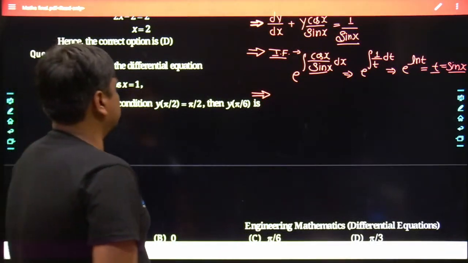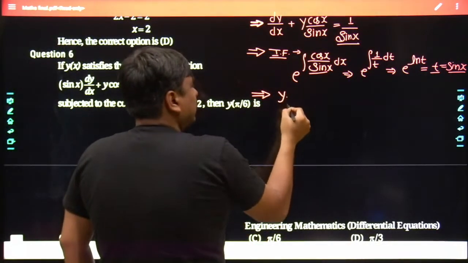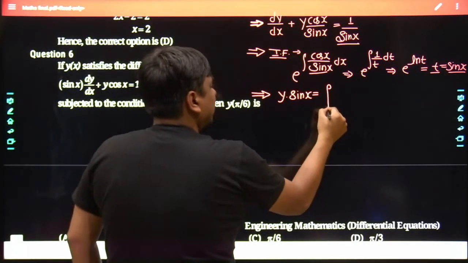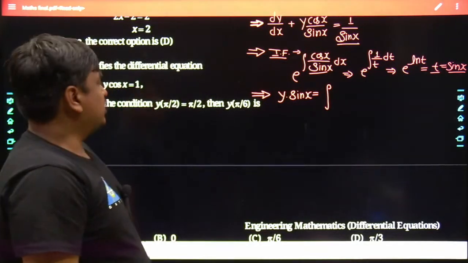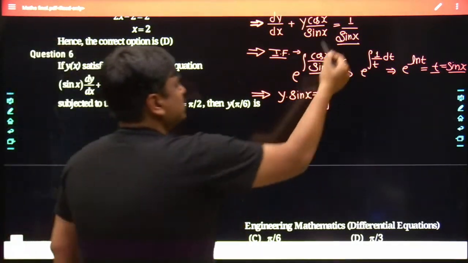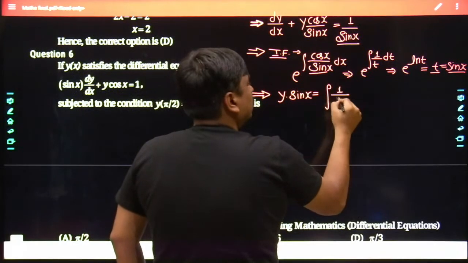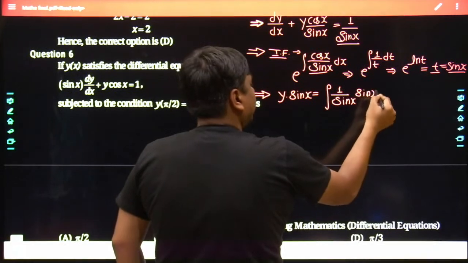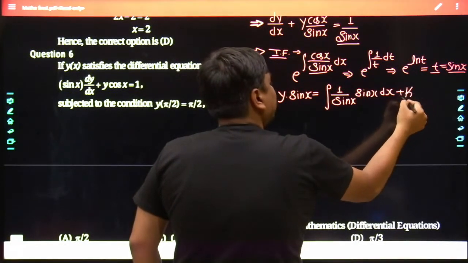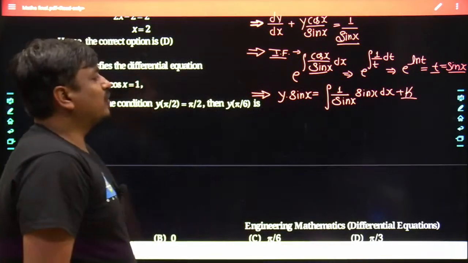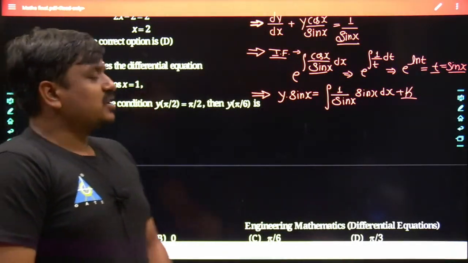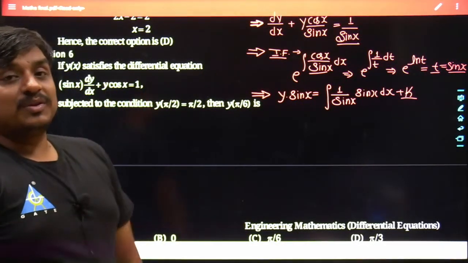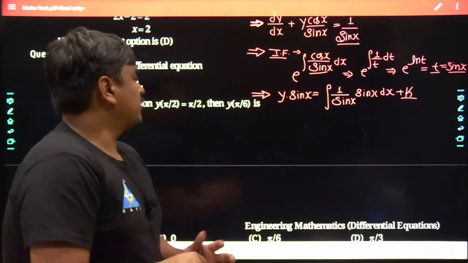What used to be the general solution? The y would get multiplied with the integrating factor, which is sin x. Similarly, towards the right hand side, there would be the integration of g of x. What is g of x? It is 1 upon sin x, multiplied with the integrating factor sin x again, dx, and here you will have an arbitrary constant k. How many arbitrary constants would be there? After the general solution, obviously 1, because the order of the system is 1. If the order of the system is 1, that means you have only one arbitrary constant.